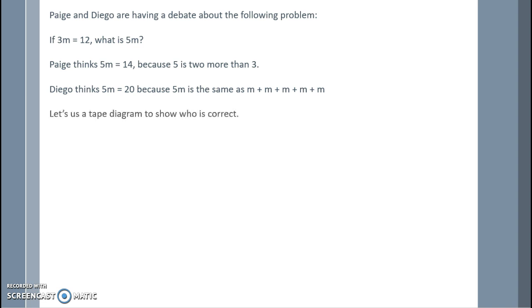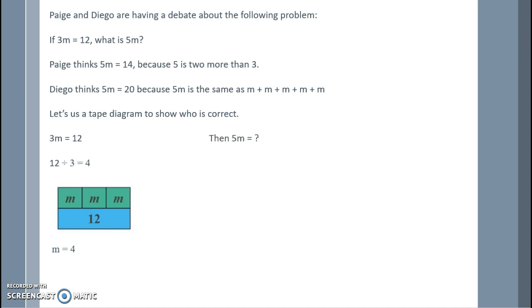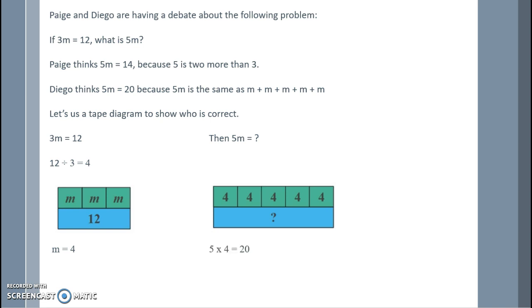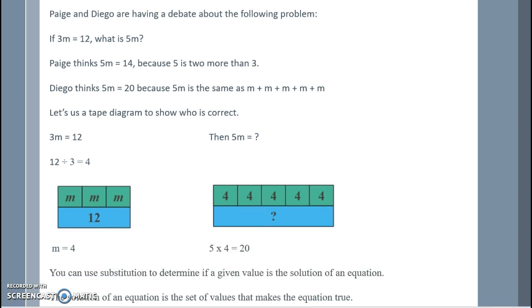Let's see what they're thinking about. Let's use a tape diagram to show who is correct. So we have 3m has to be the same amount as 12. Well, if I take 12 and divide it by 3, each m represents 4 units. So then what about 5m? Well, if each m is worth 4, we'll put 5 fours there. So 5 times 4 is 20.